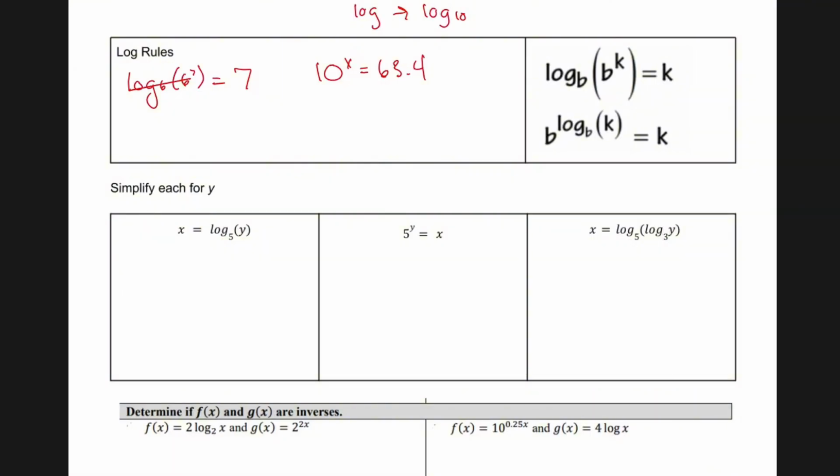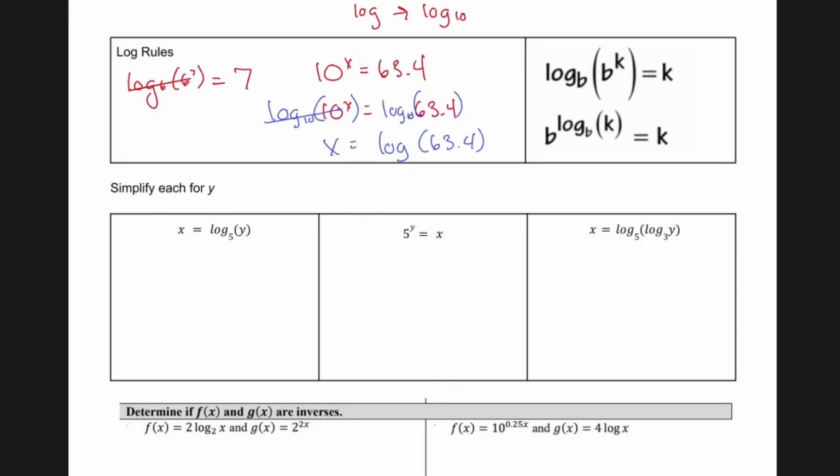Well, what we could do is write this out a little bit nicer. 10 to the x equals 63.4. What we can do is say log base 10 of both sides. Now they cancel each other out. So x is going to equal log base 10, which could be written as just log, of 63.4, and I can type that in my calculator. So when you have the log base b of a base, same base to the whatever, drop it down.